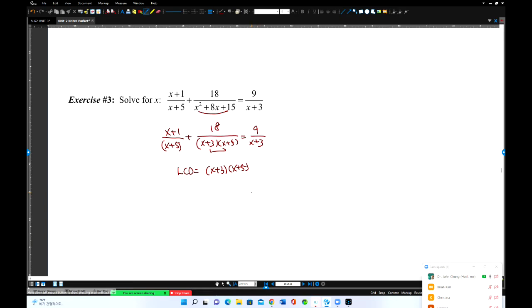Okay, multiply this LCD to every term. The first term is what? We already got x plus 5 there. This one over here, we multiply x plus 3, x plus 5. X plus 3 cancels out. The first term will be x plus 1 times x plus 3. Second one, we multiply all together over here, only 18 available. Last one, x plus 3 is out, still we got x plus 5.